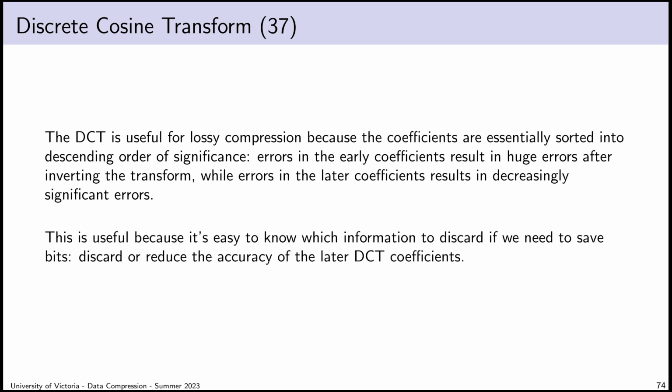It's useful for lossy compression because, from the point of view of the type of data we're compressing, the coefficients we get are essentially sorted into descending order. The early coefficients are important, so if I introduce errors there, I'm going to get myself into trouble, whereas the later coefficients are less important, so introducing errors there, attenuating them or just deleting them, will result in less significant errors in my result. And this is great because it puts us exactly where we want to be. I don't want to go searching for which data to delete. I want it to be served up to me on a silver platter. So now I know what I want to do for lossy compression: I discard, or at least reduce the accuracy of, these later, higher order DCT coefficients.